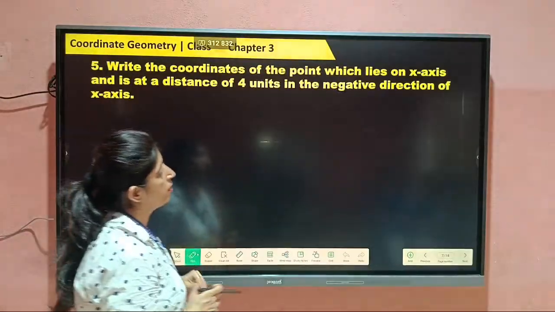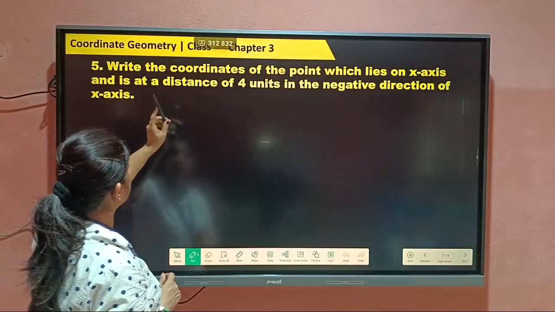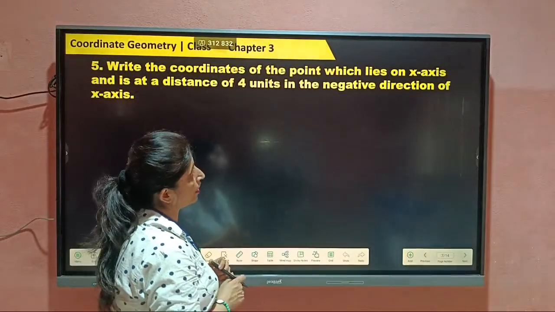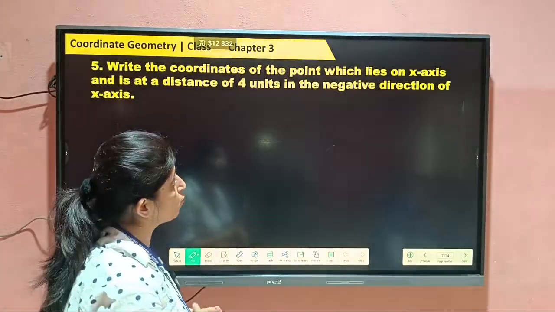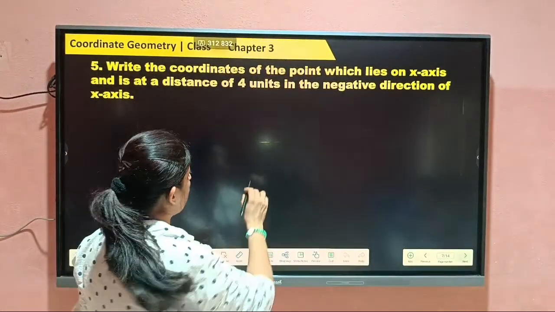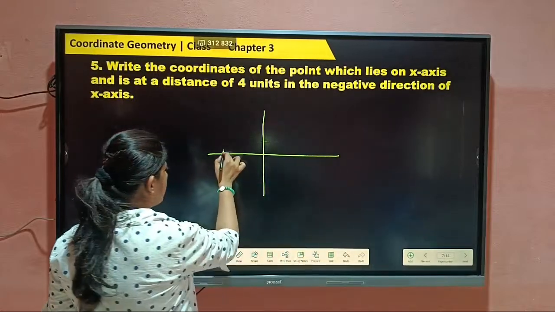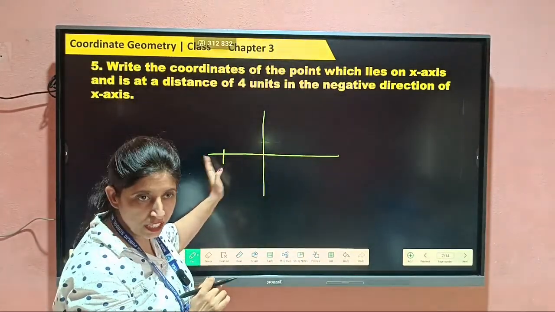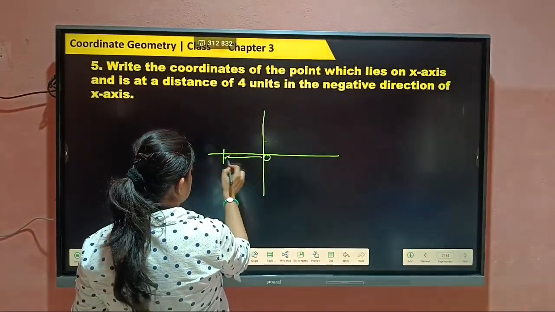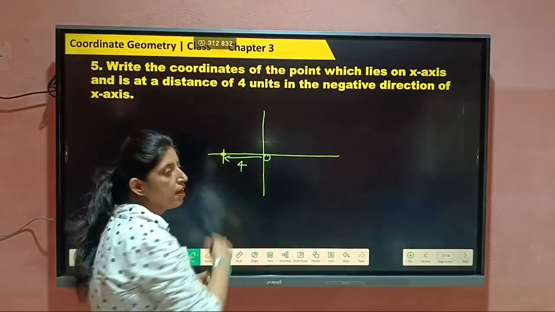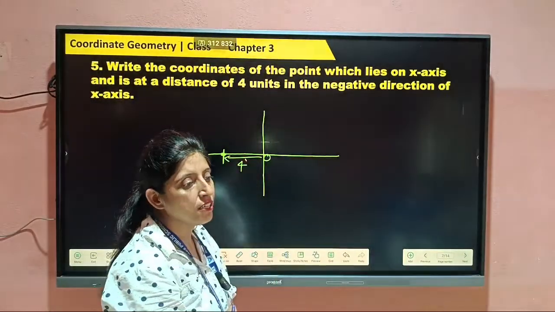Next, a point which lies on the x-axis at a distance of 4 units in the negative direction of the x-axis. We have to tell the coordinates of a point on the negative side of the x-axis. Negative side of the x-axis means this side. This is the origin. A distance of 4 units means this distance is 4 units. So this point will be minus 4, 0.